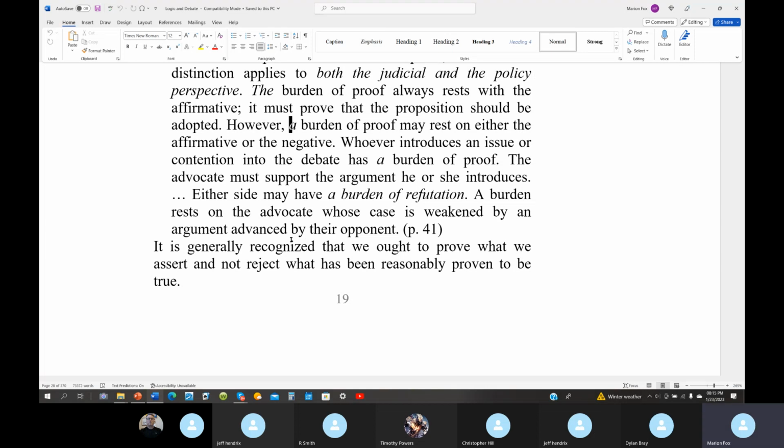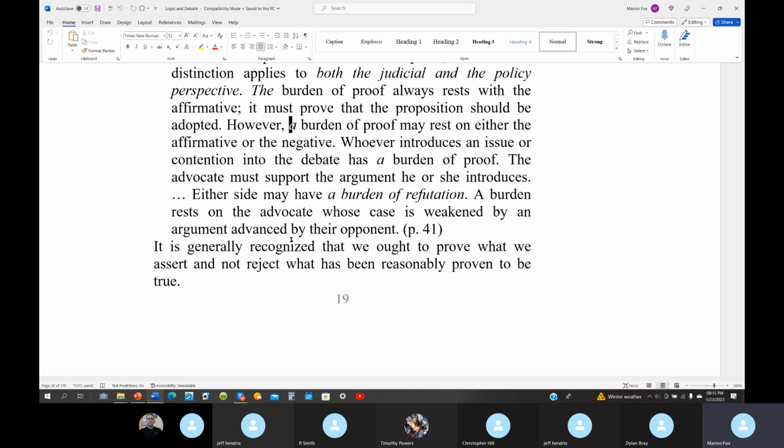Either side may have a burden of refutation, which means if somebody weakens your position greatly, you have an obligation to try to refute their arguments. You can't just ignore them. And that's bad. That's improper debating. It's not the standard rules. A burden rests on the advocate whose case is weakened by an argument advanced by their opponent. That makes sense.